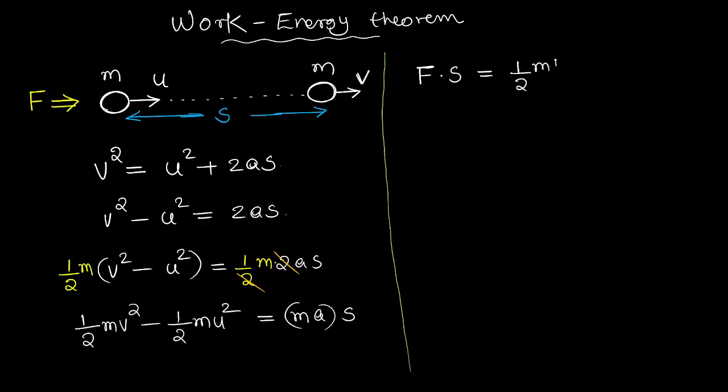And the left side is half mv square minus half mu square. What is this F into S? F into S is the work done, understood? The force into displacement, correct? It is the work done. What is this half mv square? Half mv square is the final kinetic energy. We can denote it like this, Kf. F means final. Kf is the final kinetic energy. Half mu square is the initial kinetic energy.